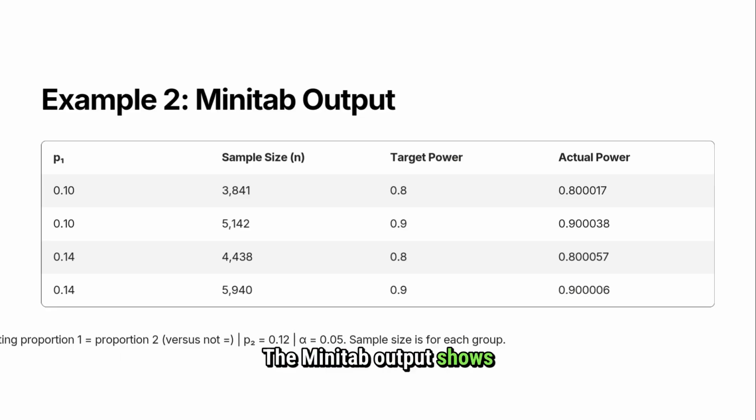The Minitab output shows sample sizes needed for different power levels when testing if proportion 1 equals proportion 2, with proportion 2 set at 0.12 and significance level at 0.05. For proportion 1 at 0.10, sample sizes are 3,800 for 80% power and 5,100 for 90% power. For proportion 1 at 0.14, they are 4,438 and 5,940, respectively.